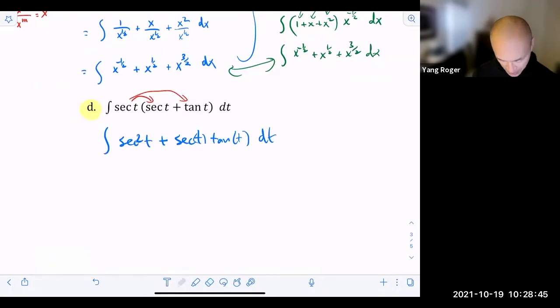So the antiderivative of secant squared is tangent. And the antiderivative of secant t tangent t is just secant t. And we always want to include the plus c, so tack on the plus c, and that's our answer for this guy.